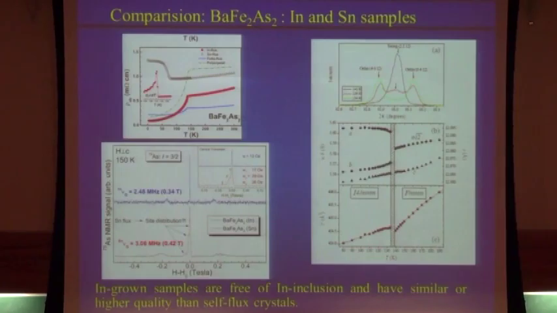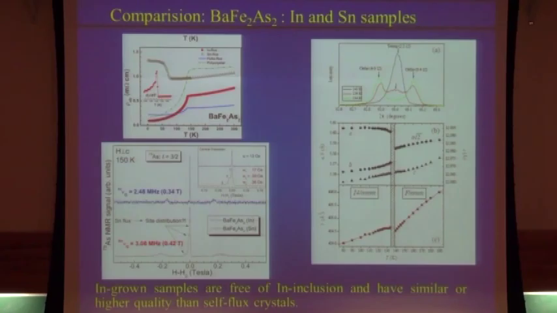Okay, so here's some comparison. So that's the pure compound. We have indium flux in red, tin flux as the white triangles, and that's polycrystal from the literature, and that's self-flux from the literature. So you can see that we have the transition at the right place, and we have a larger triple R than the indium. And you can see that we start at higher resistivity, but we go below, so we have a smaller residual resistivity. Here's the derivative for the transition.